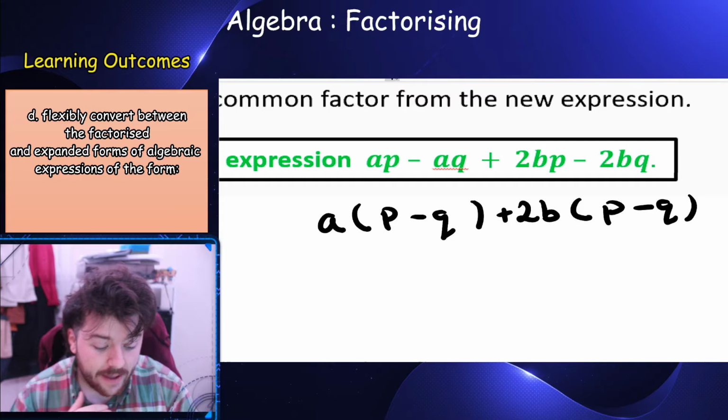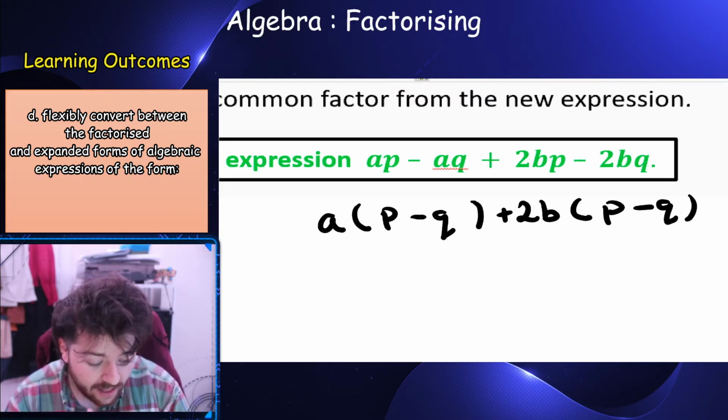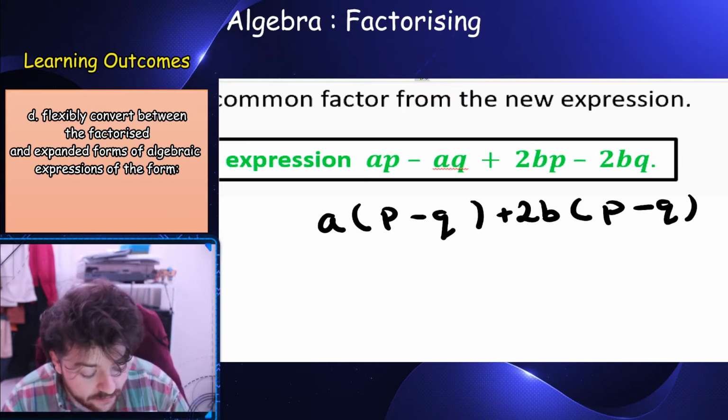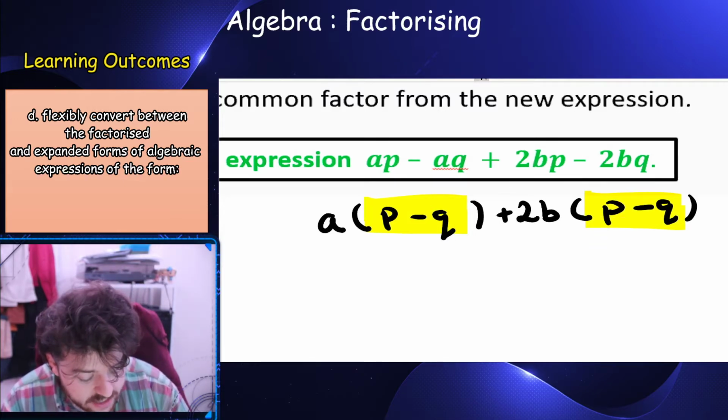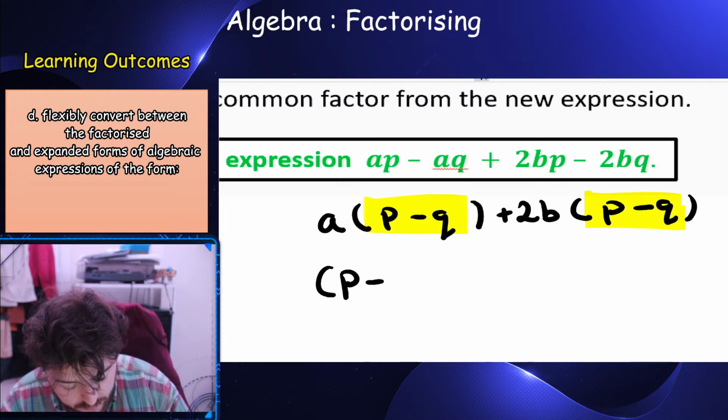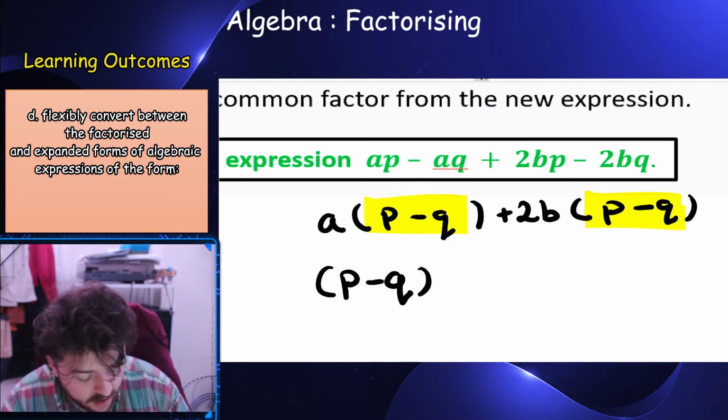Then my second step is, again, I'm using highest common factor again. Because between these 2 terms, what do they have in common? Well, they have a p minus q in common, don't they? So what I do now is, I just take the p minus q, bring it out here, and what I'm going to be left with is an a plus 2b.